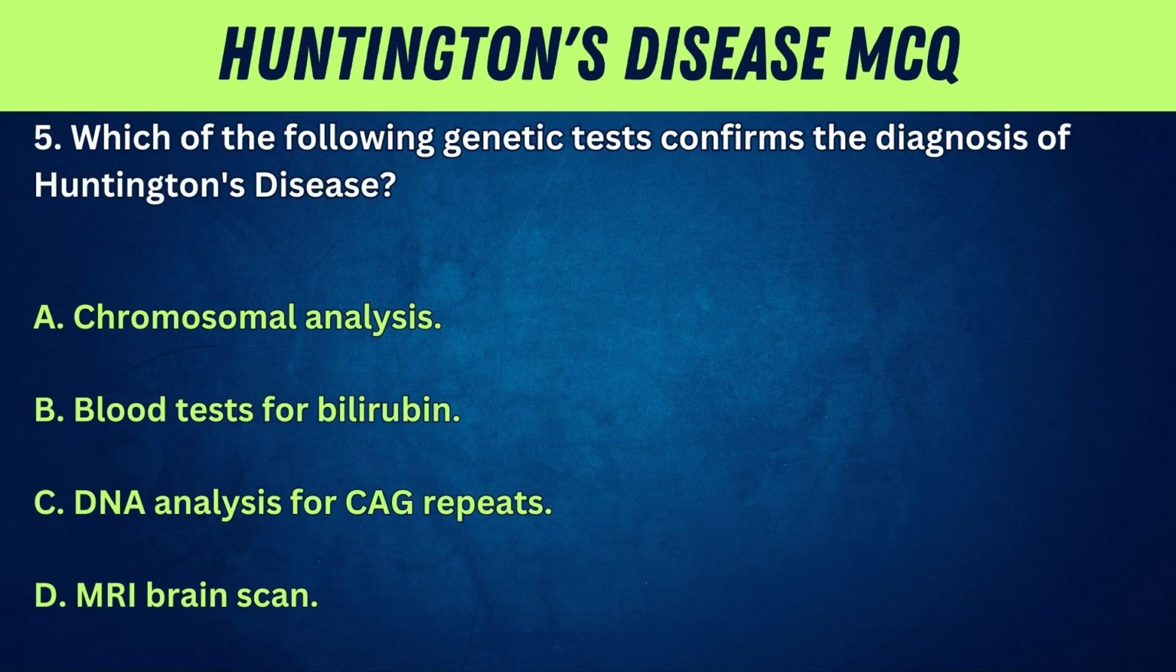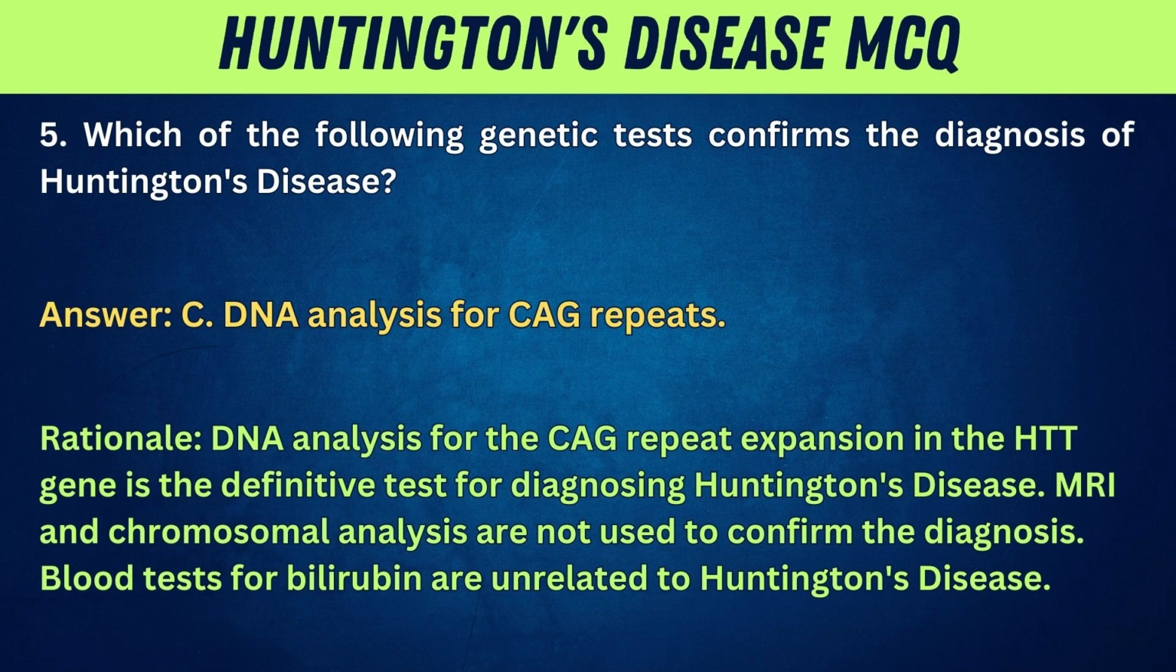5. Which of the following genetic tests confirms the diagnosis of Huntington's disease? A. Chromosomal analysis. B. Blood tests for bilirubin. C. DNA analysis for CAG repeats. D. MRI brain scan. Answer: C. DNA analysis for CAG repeats.